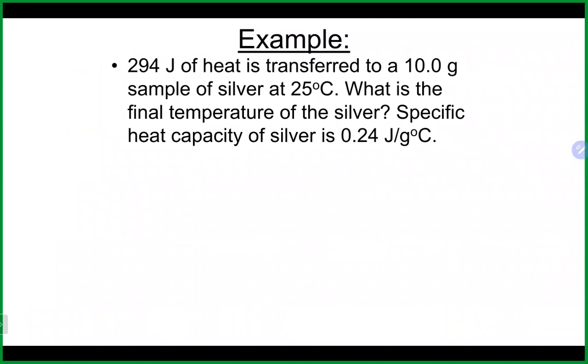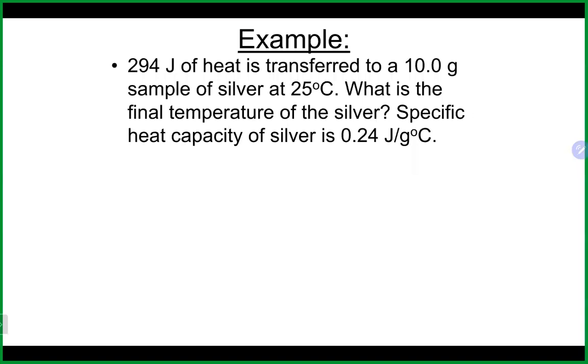We have 294 joules of heat transferred to a 10-gram sample of silver at 25 degrees. We're looking for what the final temperature of the silver will be. The specific heat capacity of silver is 0.24 joules per gram per degree Celsius. So take a couple minutes here, work it out, looking for a final temperature. Okay, let's take a look, see how you're doing.